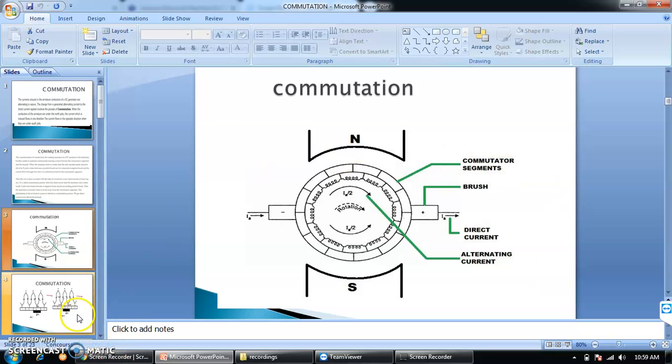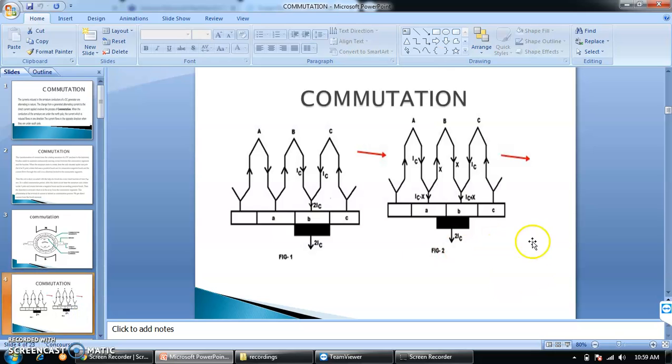I mean to say, just come to this diagram. So this is your respective diagram 1, this is your respective diagram 2. By seeing the diagram, I hope all of you can understand these are the respective commutator segments, like this A, B, C. These are the commutator segments, and these are the conductors. They are like wave winding, connected across these commutator segments.